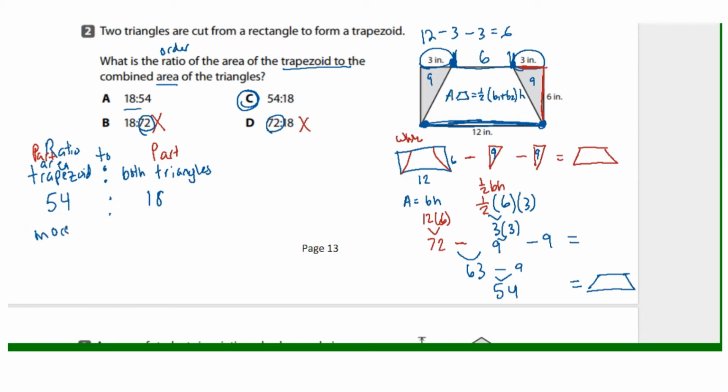So if we have multiple choice, we only have 54 and 18. So it's either going to be the trapezoid is 18 square units or 54 square units. Both triangles is either going to be 18 square units or 54 square units. So since we can see that the trapezoid takes up more square units, we know to put the 54 square units in as the first term of the ratio instead of the second term. And without doing any math, you could have had your answer. Okay.